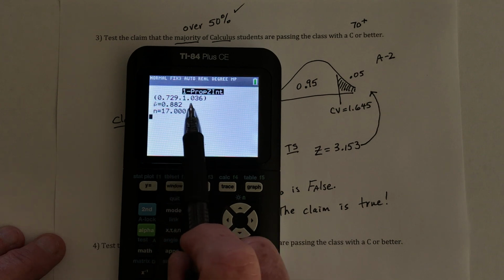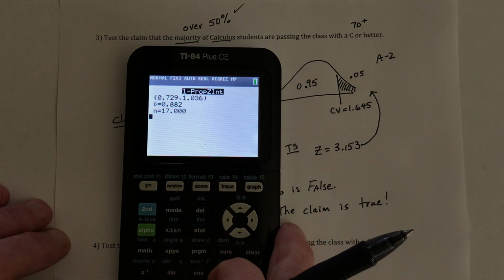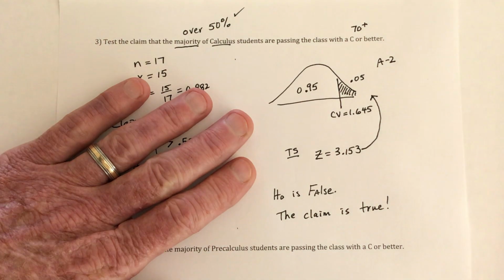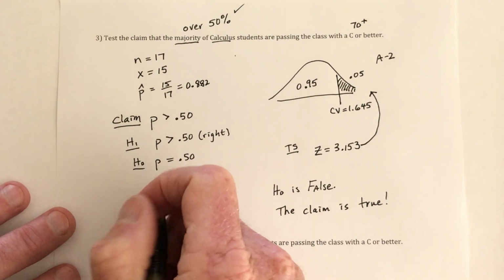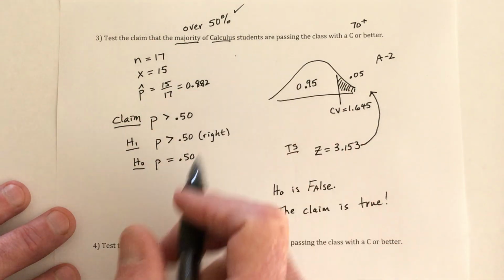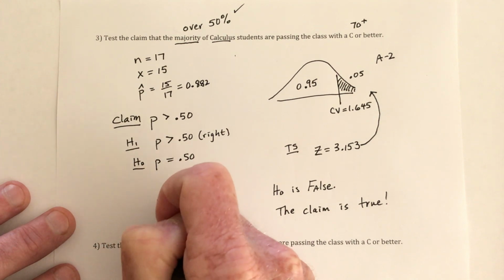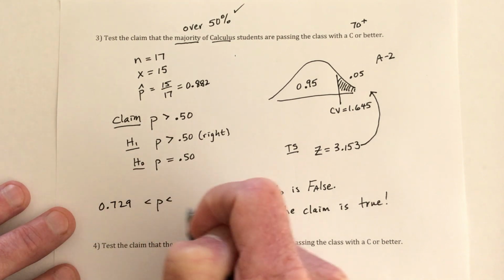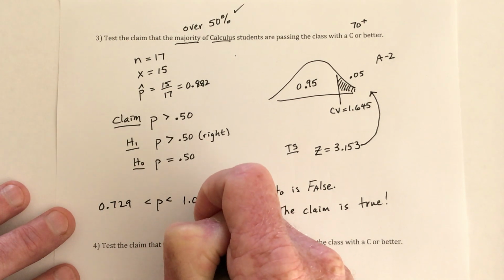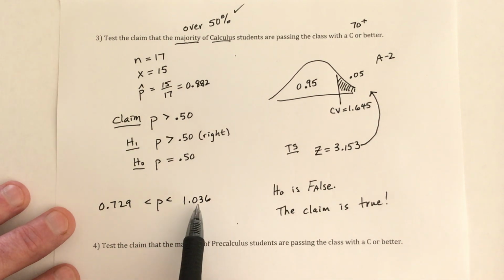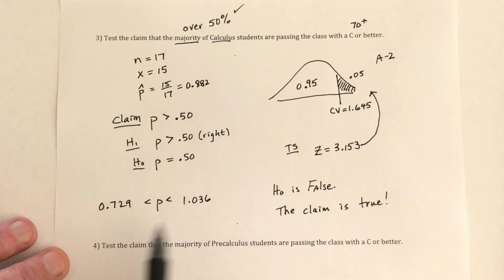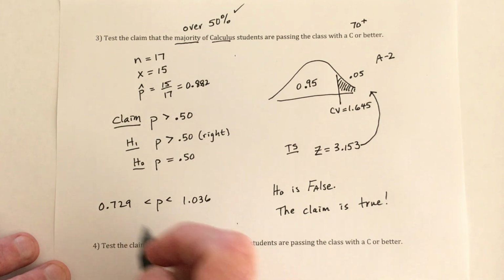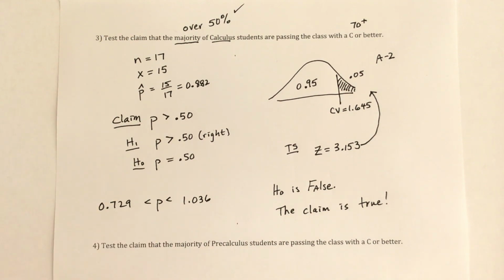So this is basically saying somewhere between 72.9% and up to 100% of the class could get a C or better. This one didn't ask for the confidence interval, but just in case it's asked for, that's how you make it. It would go from 0.729. On the other side, it would be 1.036, which actually represents more than 100%, so technically that's not possible. It's saying somewhere between 72.9% and maybe up to 100% of the class could get a C or better.